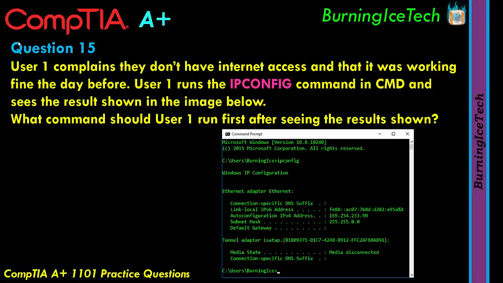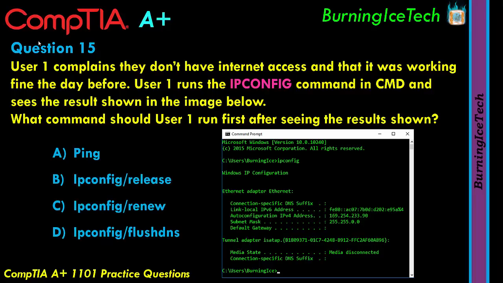Alright, so the user says they can't access the internet, and it was working just fine the day before. You run ipconfig, this is what you see in the picture. Now here are the possible answers we've got. What command should user 1 run first? Alright, so we've got ping. Ping is just to test connectivity. Testing connectivity is not going to solve my problem, is it? B is ipconfig, you can see there are 3 of them that start with ipconfig, but this one says /release. Release is to release your current dynamic IP address. Now that's assuming you've got one, of course.